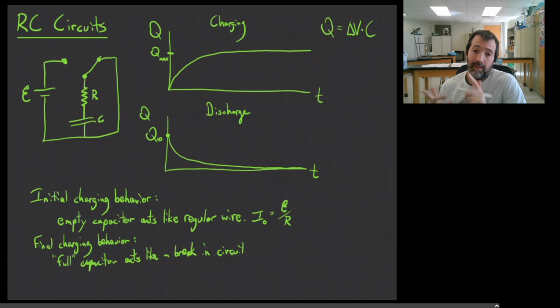And those two ideas, that completely empty capacitors act like wires, and full capacitors act like breaks, just that idea will get you pretty far in a lot of the questions the College Board likes to ask about RC circuits. They will often ask about the initial and final behaviors of the circuit. And as long as you can keep those ideas in mind, empty capacitors are like wires, full capacitors are like breaks, you'll be able to answer a lot of those questions.